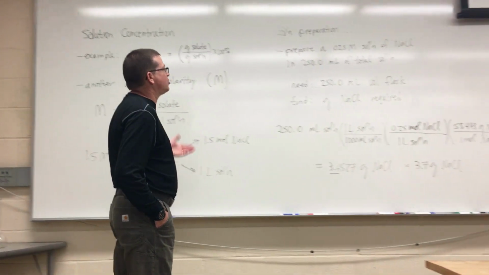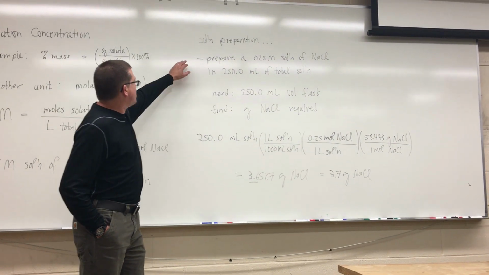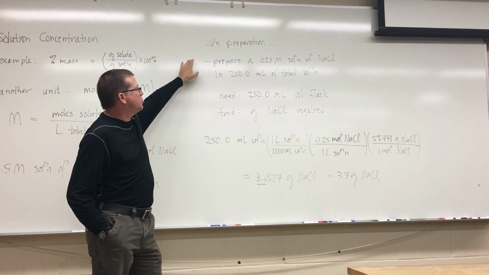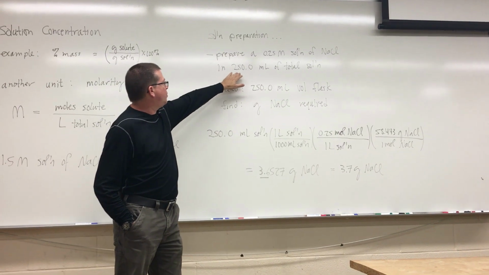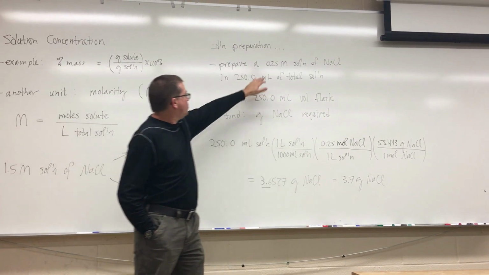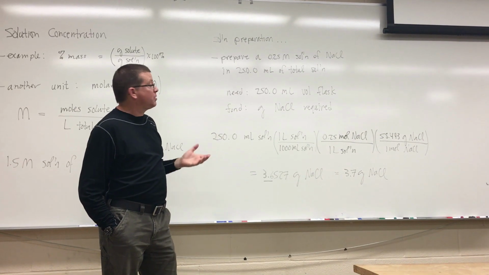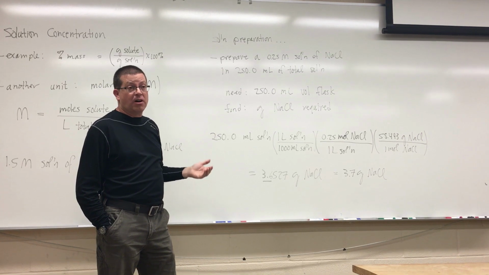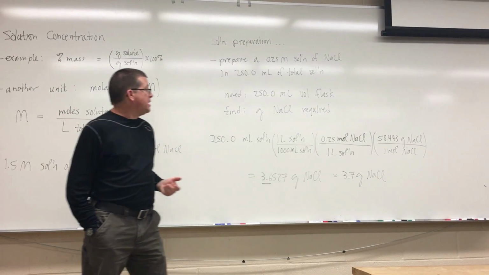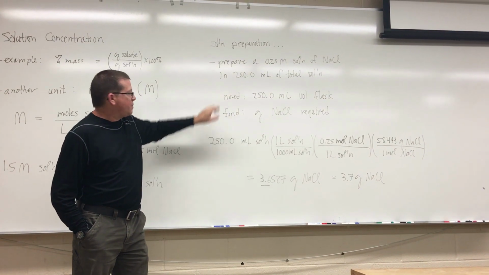Let's take a look at how we would take care of solution preparation in that situation. Here's our job. We want to prepare a 0.25 molar solution of sodium chloride in a total volume of 250 milliliters. Again, this molarity refers to 0.25 moles of sodium chloride per 1 liter of total solution. To do this, I'm going to need a couple things. I'm going to need first a volumetric flask.